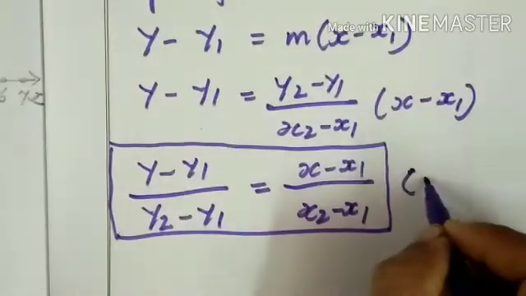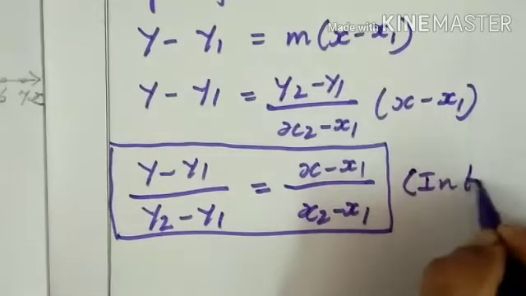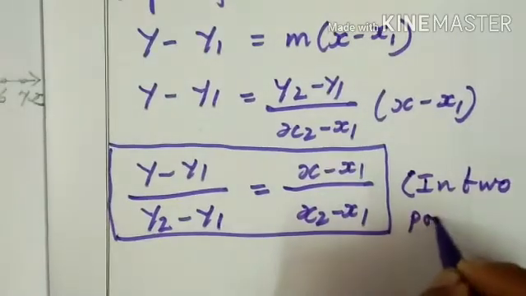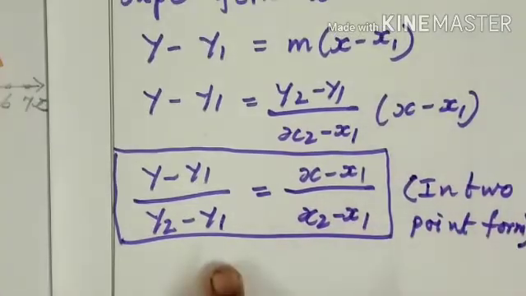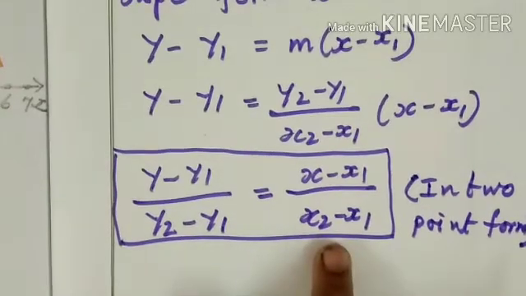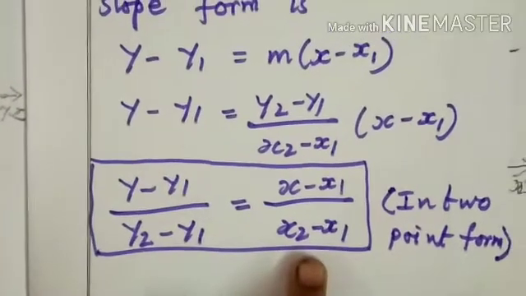This is the formula in two-point form. Therefore, the equation of the straight line passing through the points A x1 y1 and B x2 y2, the equation of the straight line AB is y minus y1 by y2 minus y1 is equal to x minus x1 by x2 minus x1. This is the formula for two-point form.